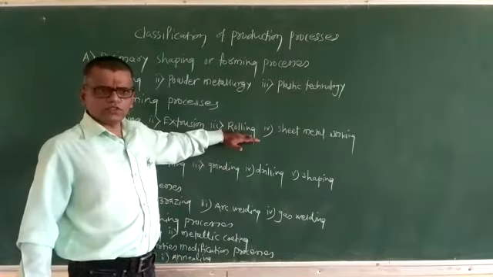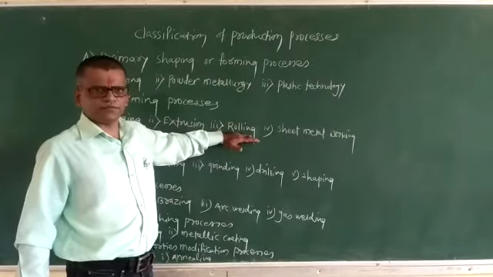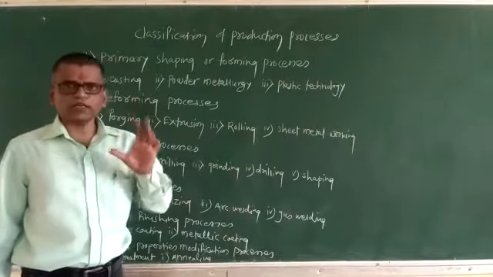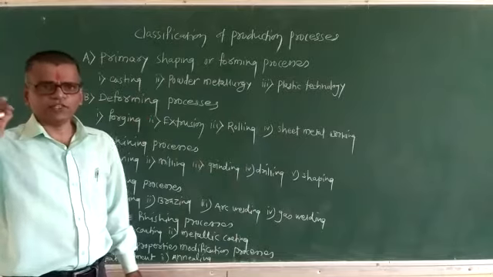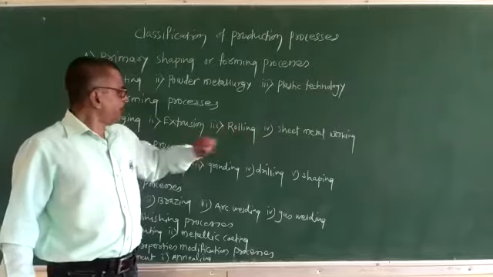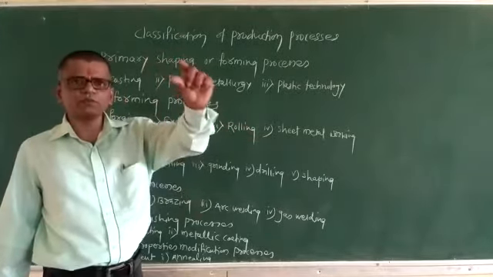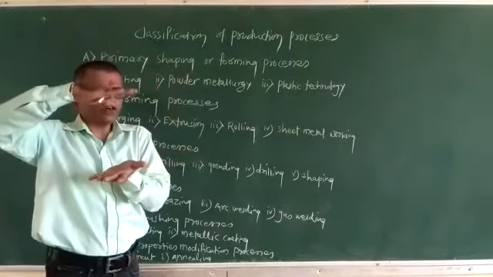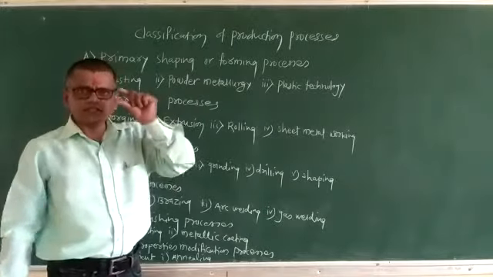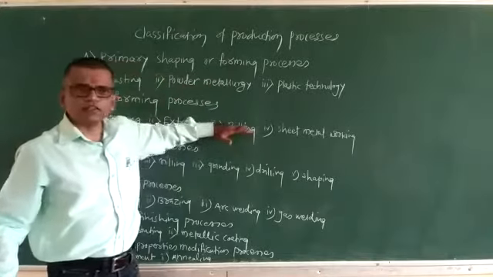Rolling process. The cross-sectional area of the hot material is decreased in the rolling process. The object is passed through two rolls that rotate in opposite directions at uniform peripheral speed. The gap between the two rolls is adjusted according to the desired thickness of the material. The length of the object increases, and the width and thickness of the material decrease. So that is regarding the rolling process.